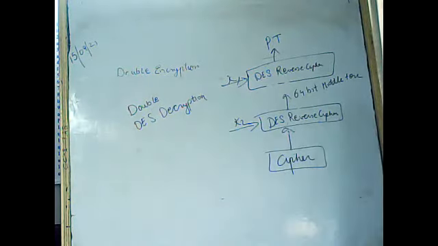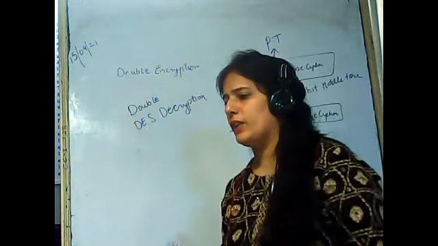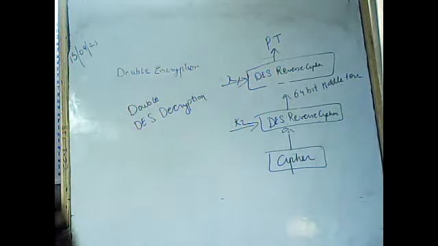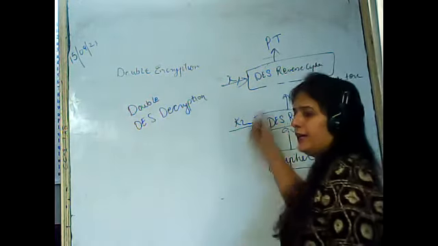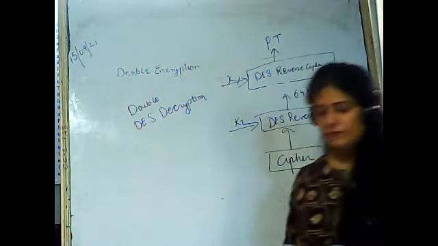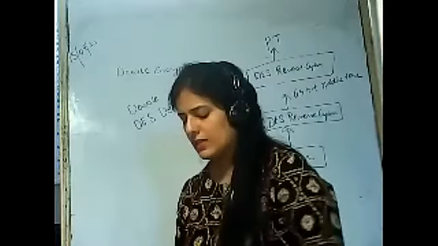So this is as simple as the encryption part, but just remember that in decryption we work in the reverse order, and we have to apply the keys in the reverse order. First K2 will be applied and then K1. Clear? So this is regarding the double DES part.